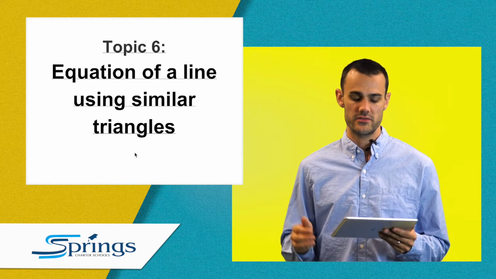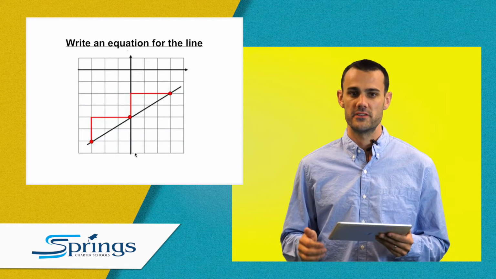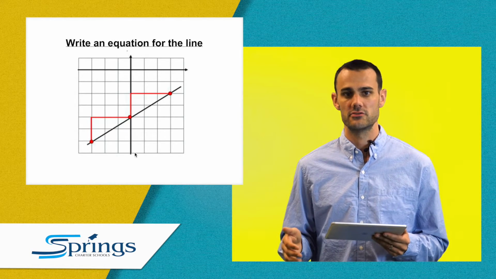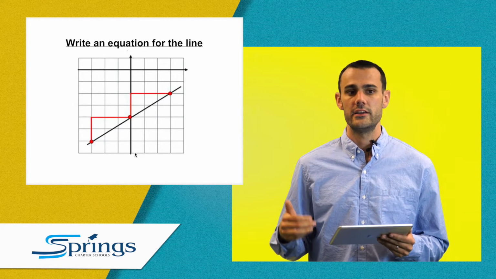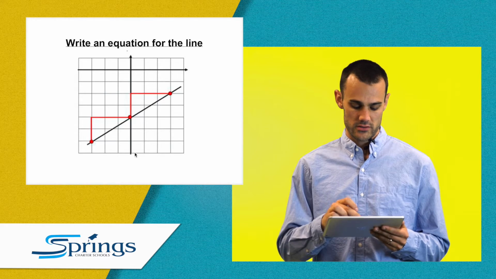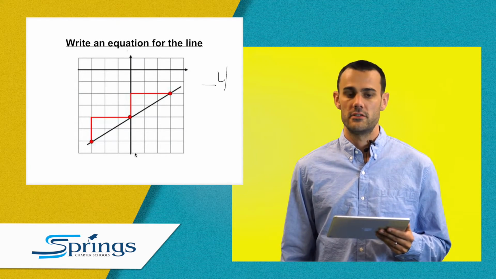Topic 6. Equation of a line using similar triangles. Write an equation for this line. Now we can see here that there are 3 dots on our graph, and there are some triangles drawn with it to help us write our equation. First, let's think about what our y-intercept is on this graph. We can see that our y-intercept is at negative 1, 2, 3, 4. We have a negative 4 for our y-intercept here.